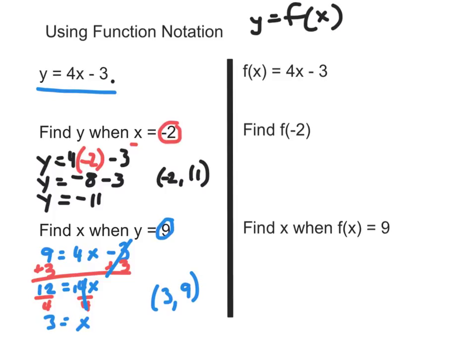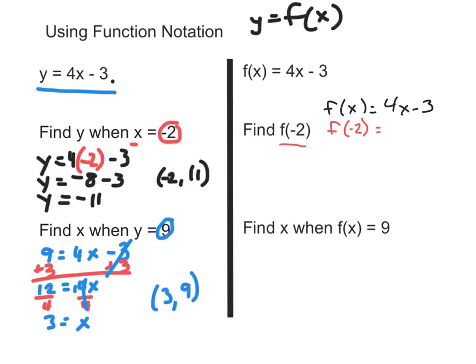So, keeping that in mind, the best thing I can suggest to you when using function notation is to actually write the function for every single problem you do. So the first thing I'm going to do is rewrite the function f of x equals 4x minus 3. Okay, we are trying to find f of negative 2. So I'm going to just write f of negative 2 right underneath this. That's what we're trying to find. We want to know what it equals.